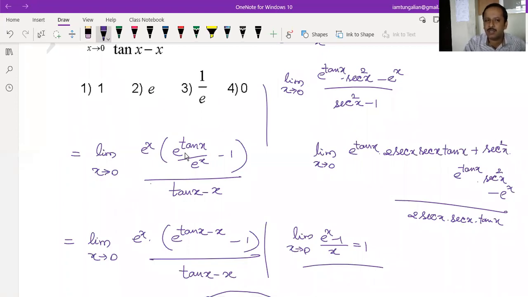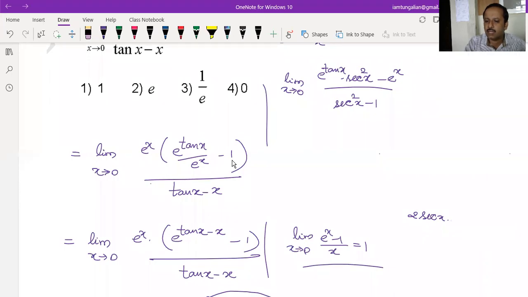You may get the answer, but it will take a lot of time and you are wasting a lot of energy as well as time. So not advisable, very complicated. L'Hospital's rule we use in order to get the answer quickly. So if you are getting the answer quickly, then only you should use L'Hospital's rule, not always.